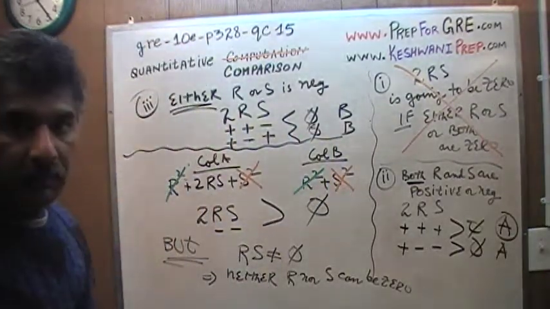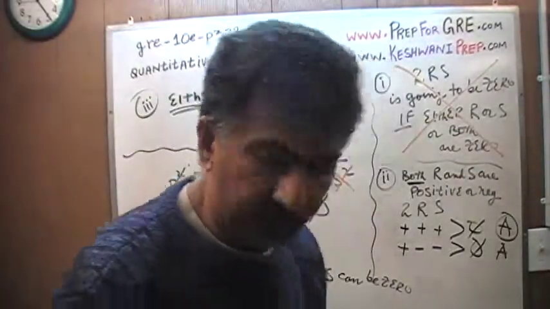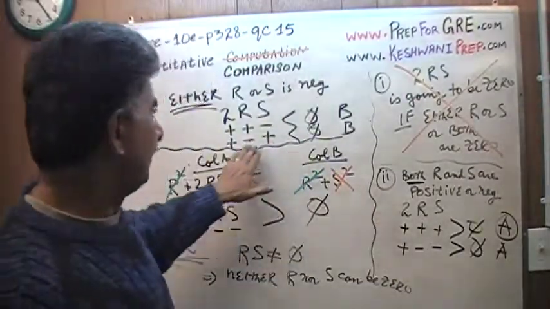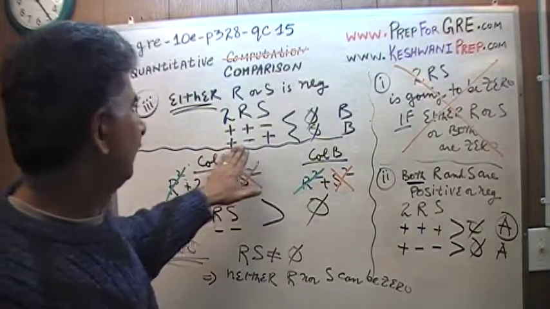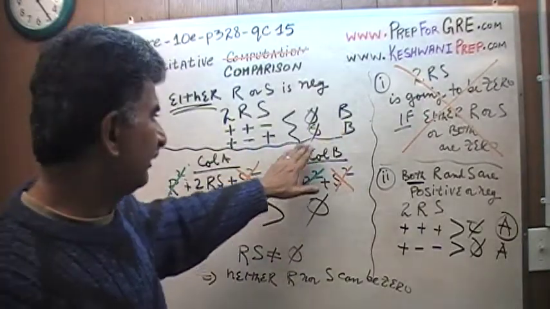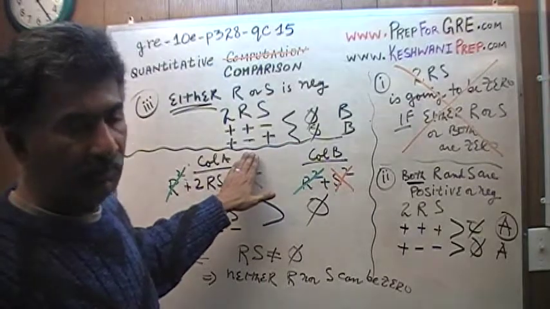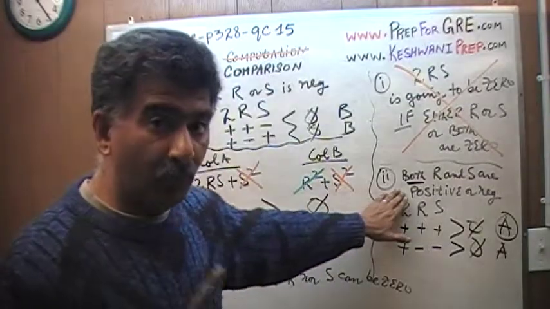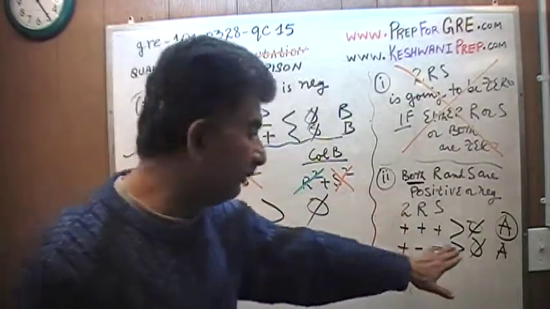So, the summary is that in this scenario, if one of them is positive and one of them is negative, the quantity in column B is going to be bigger. 0 is going to be bigger than a negative quantity. But if they are both positive or both negative, the answer is going to be A.